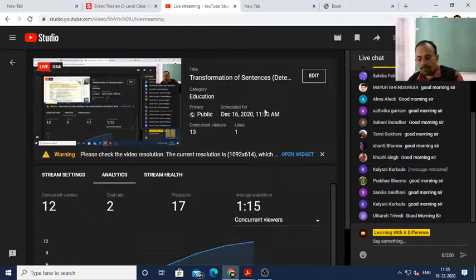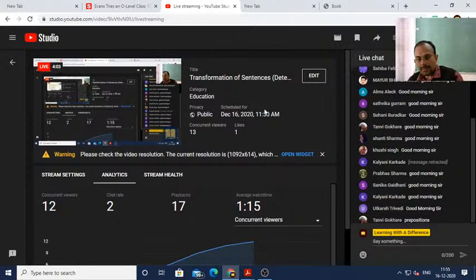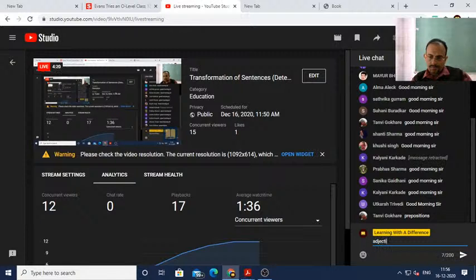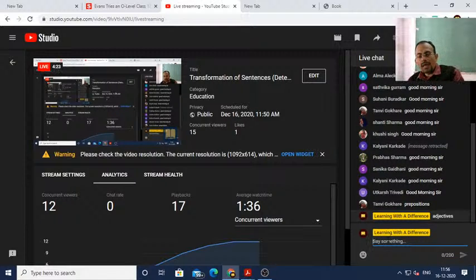Determiners are words which are used before the nouns to determine the quantity, number of the noun. That is the definition of determiners. Tanvi, this is not preposition, it is adjectives. It is adjectives which are used before nouns. So adjectives are used before nouns. Determiners are also used before nouns. Then what is the difference between a determiner and an adjective? That is the question now.